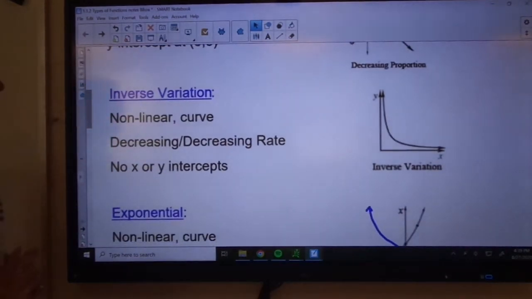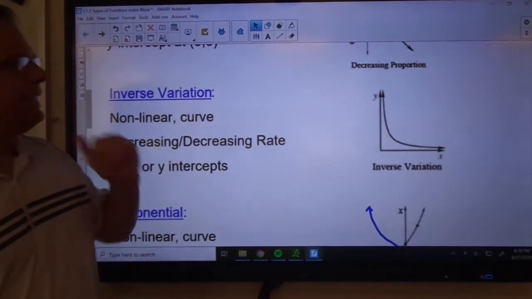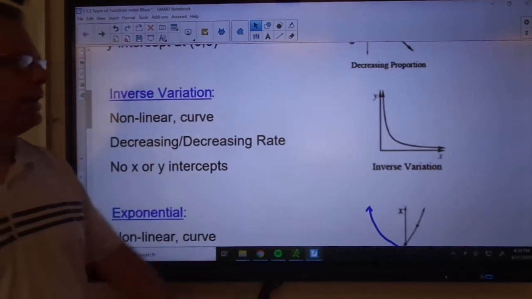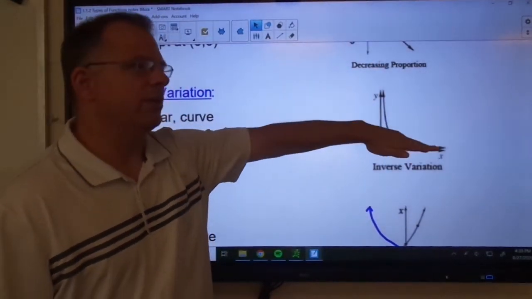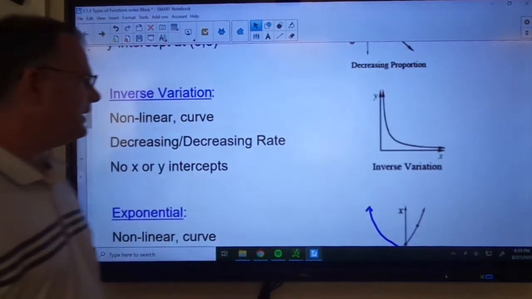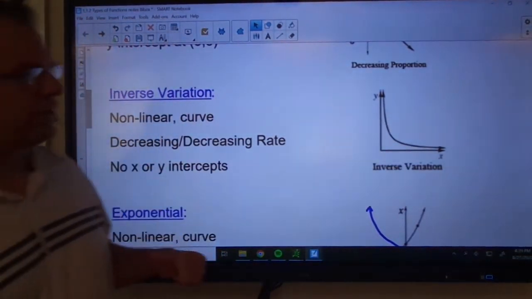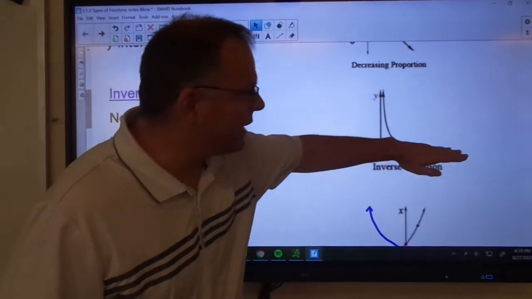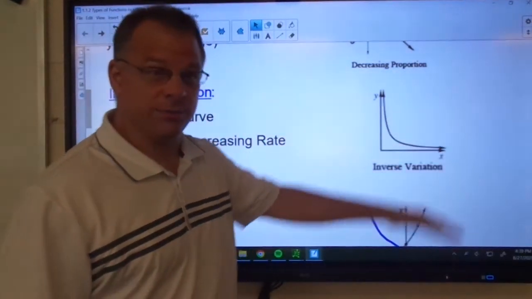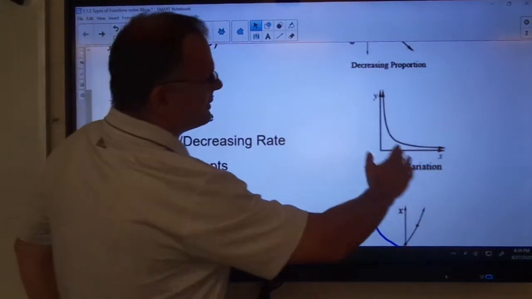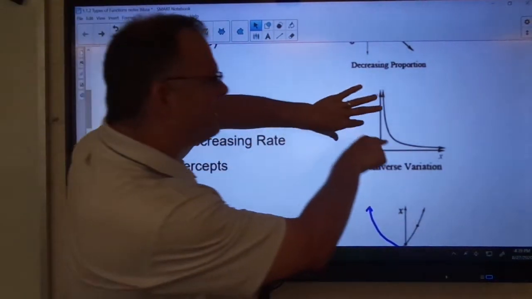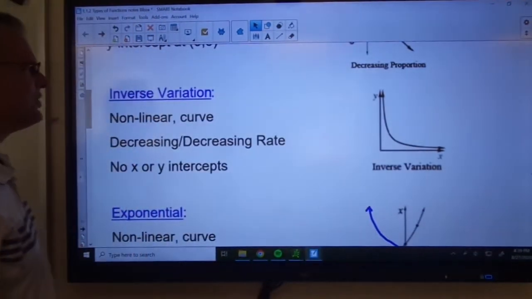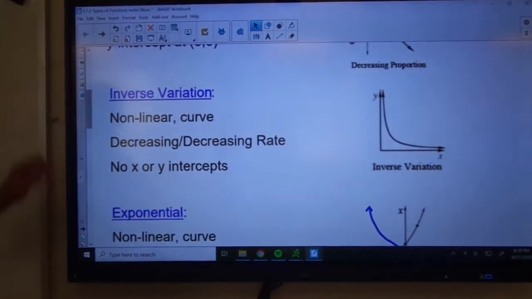And what happens there is that it's decreasing at a decreasing rate. So it starts by dropping a lot, then dropping a little bit less, and then a little bit less, and a little bit less. This is an inverse curve. You can see there are no x-intercepts or y-intercepts. It's never actually going to touch here. We call that an asymptote. You're going to learn that later. And it's never really going to touch here. We'll call this line an asymptote. It gets close to it, but doesn't actually touch. This is called an inverse variation family of functions.